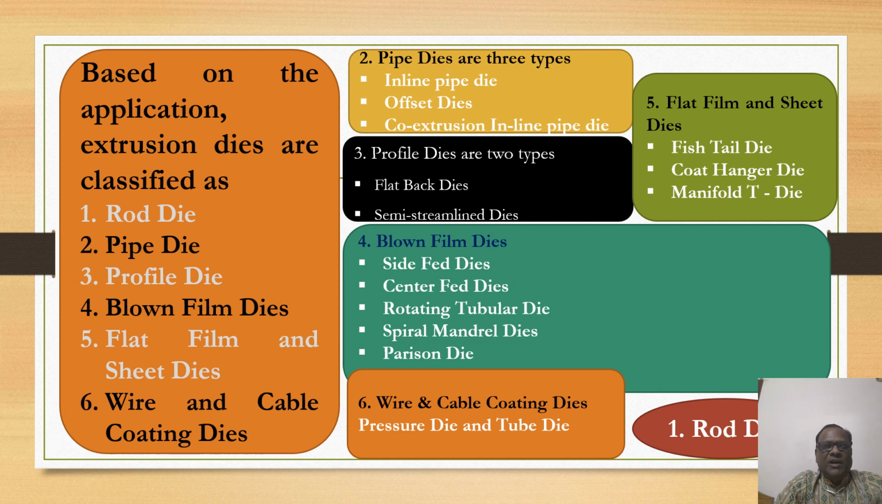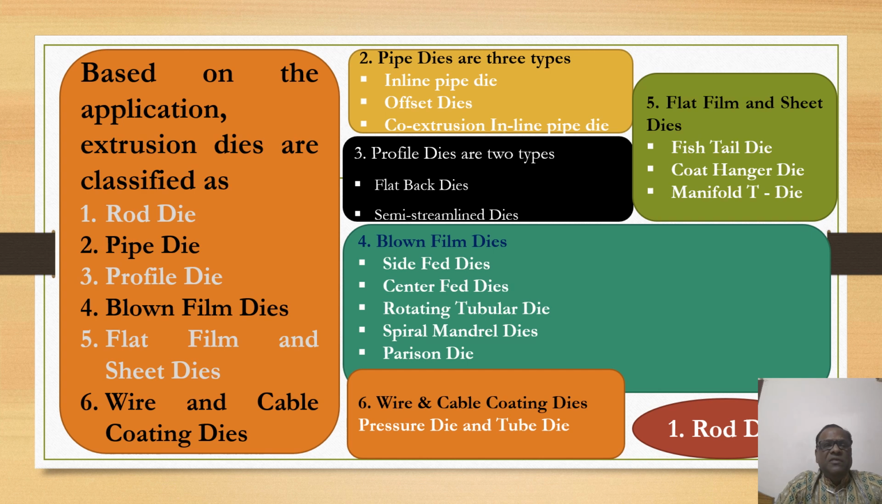These wire and cable coating dies we are using to make the different wires used in electrical cables and many other applications. So repeating again, based on application, extrusion dies are classified as rod die, pipe die, profile die, blown film die, flat film and sheet dies, and the last one, the sixth one, is wire and cable coating dies.